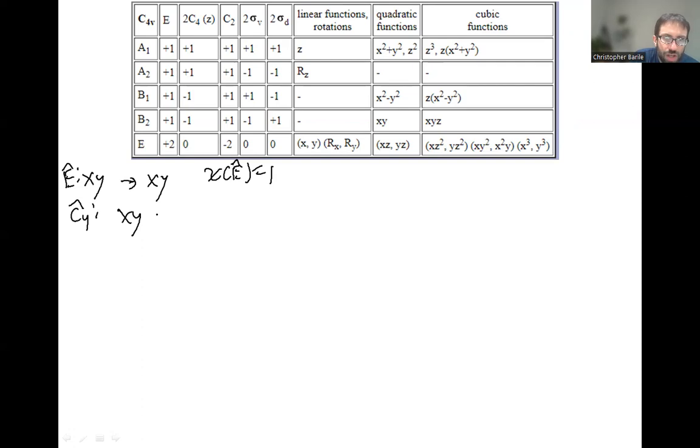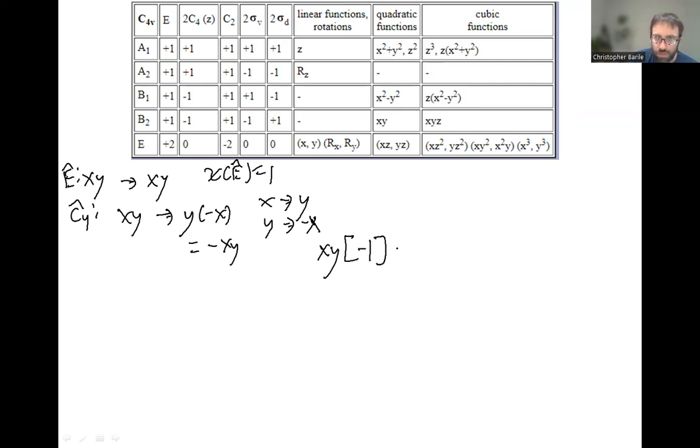So the C4 operation, we know that for the x vector, if we recall from what we did previously, x actually went to y and y went to negative x. And so the way that we do this then is, well, x went to y, so we're going to put a y there, and y went to negative x. Well, y times negative x is negative xy. And so the 1 by 1 matrix that describes this is simply negative 1. Right? xy times negative 1 equals negative xy. We take the trace of that matrix, well, that's negative 1.